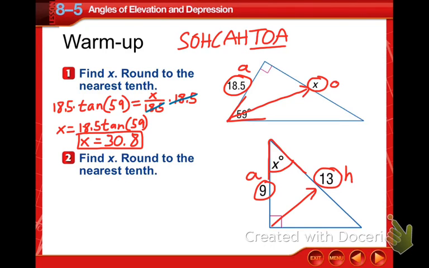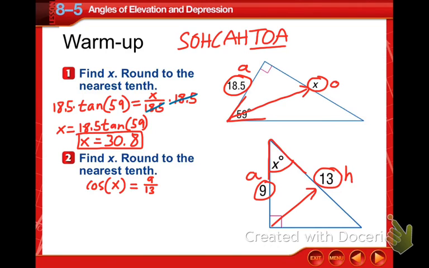So we got 9 and 13, those are A and H. So A, H goes with C, so cosine is what we're going to use. So cosine of some mysterious angle we don't know yet, in degrees, is equal to our 9 over 13.